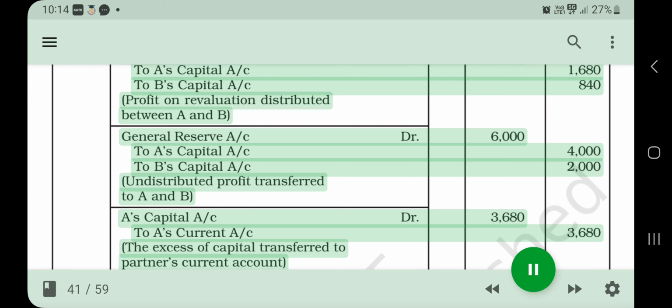General reserve A/c Dr. 6,000, to A's capital A/c 4,000, to B's capital A/c 2,000, undistributed profit transferred to A and B. A's capital A/c Dr. 3,680, to A's current A/c 3,680, the excess of capital transferred to partner's current account. B's capital A/c Dr. 8,840, to B's current A/c 8,840, the excess of B's capital transferred to partner's current account.